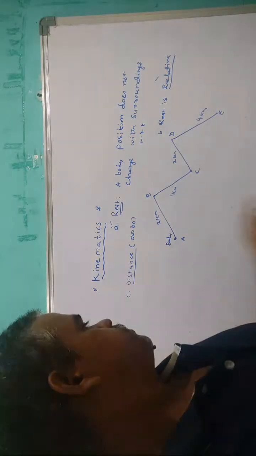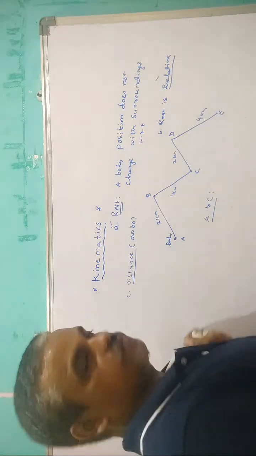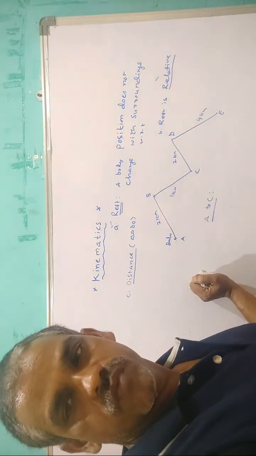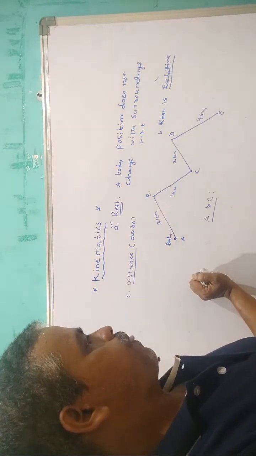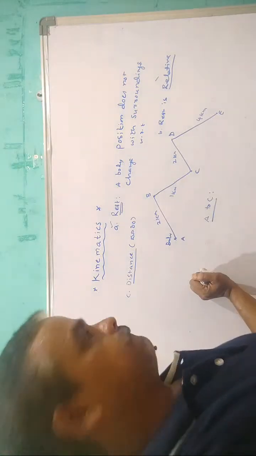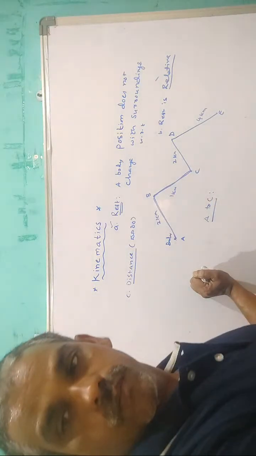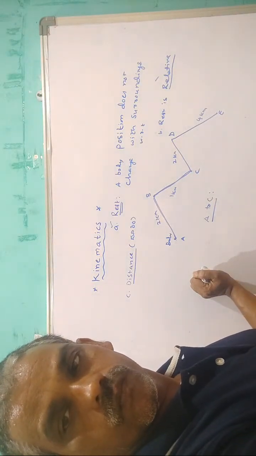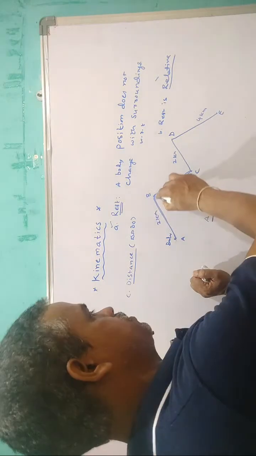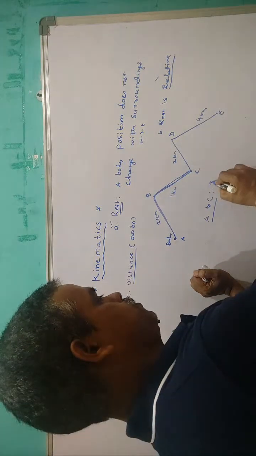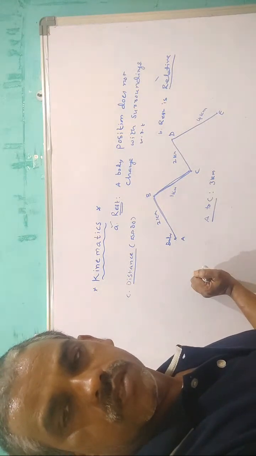So my question is, A to C, how much distance did you travel? How much distance did you walk? Message me first. A to C, I asked. A to C means A to B, then B to C. How much distance here? Are you getting it? This is 2 kilometers. This will be 1 kilometer. 2 plus 1, 3 kilometers. Okay? Is it okay?